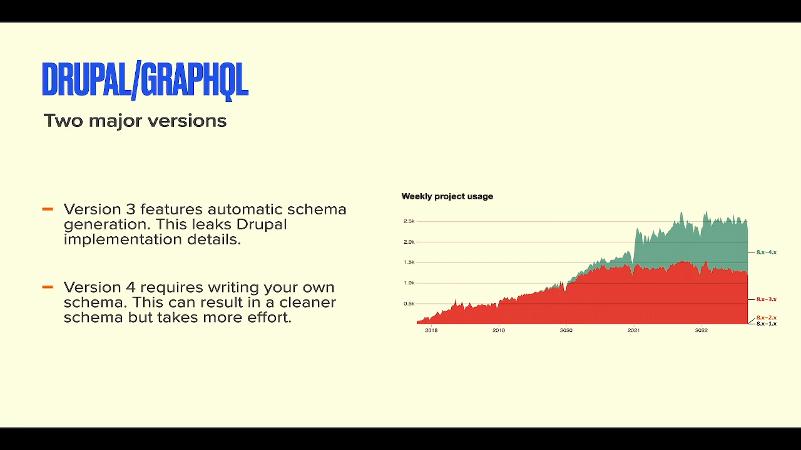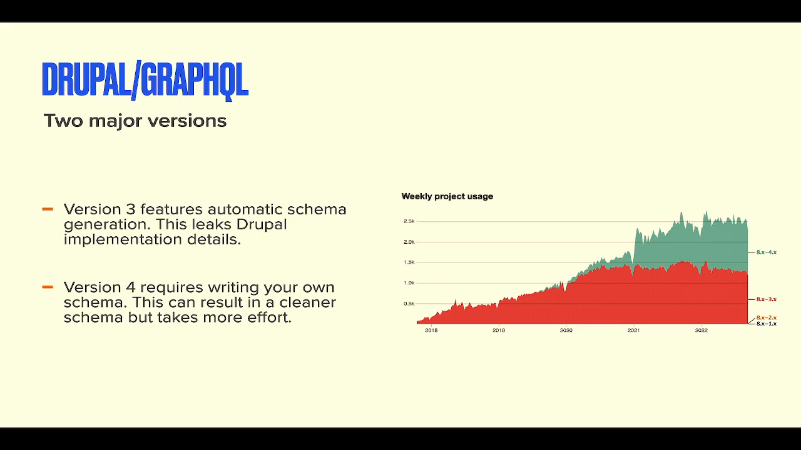Version 3 basically gives you an entire schema out of the box based on your data structures in Drupal. And version 4 requires you to write those things yourself. You may ask, why would you want to do it yourself? That's actually what I prefer, because GraphQL is all about making life as easy as possible for the front-end application to get exactly what they need. And what a front-end application needs is usually going to be different from the way you store your data. So version 4 is also what we will be looking at today.